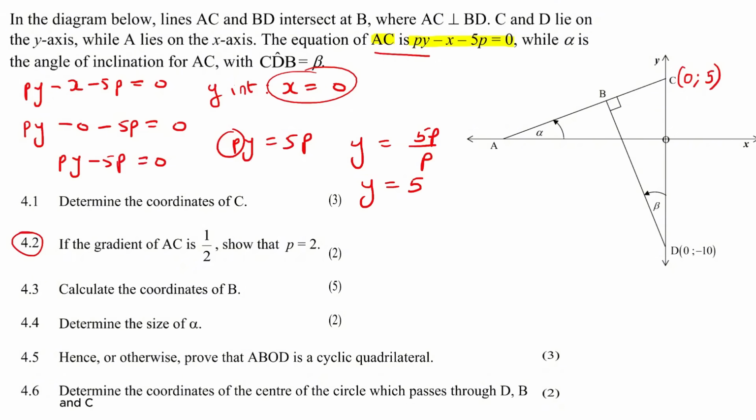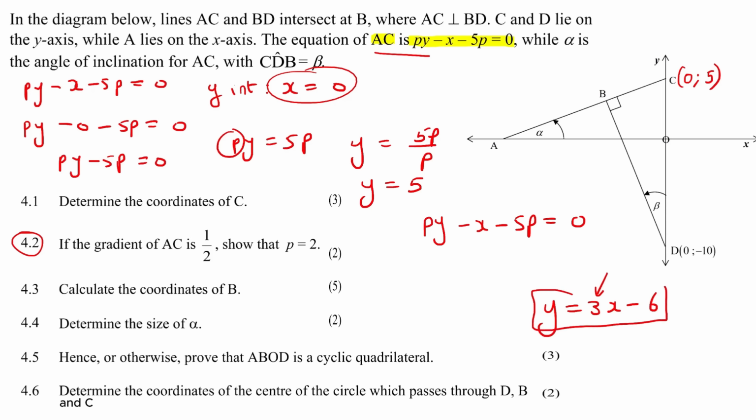If the gradient of AC is a half, show that p is 2. Okay, so check this out, guys. py minus x minus 5p equals 0. That's the equation that we have. If I gave you an equation like y equals 3x plus something, what is the gradient? Well, the gradient would be 3. So if you can take a straight line equation and rewrite it so that the y is alone, then whatever's in front of the x is the gradient.